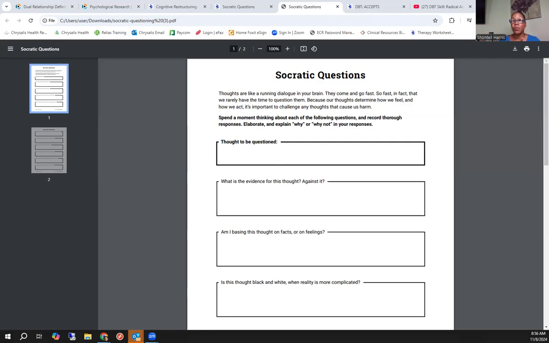So my thing is, I wonder why she threw that change at me. Did she have a problem with me? Do I know this one? You know what I'm saying? Did I say something or do something? What's going on? So it's more than one. So basically, I wonder why she threw that change at me. That's my thought to be questioned.